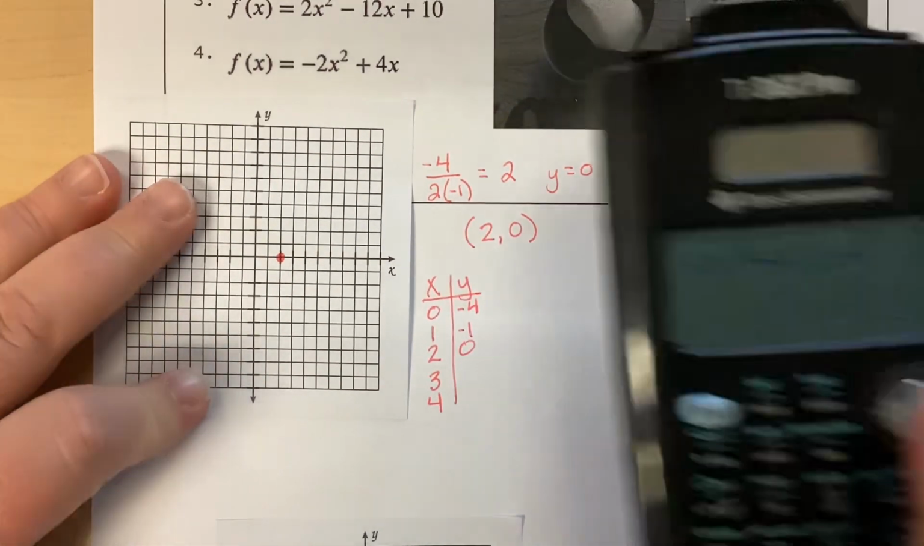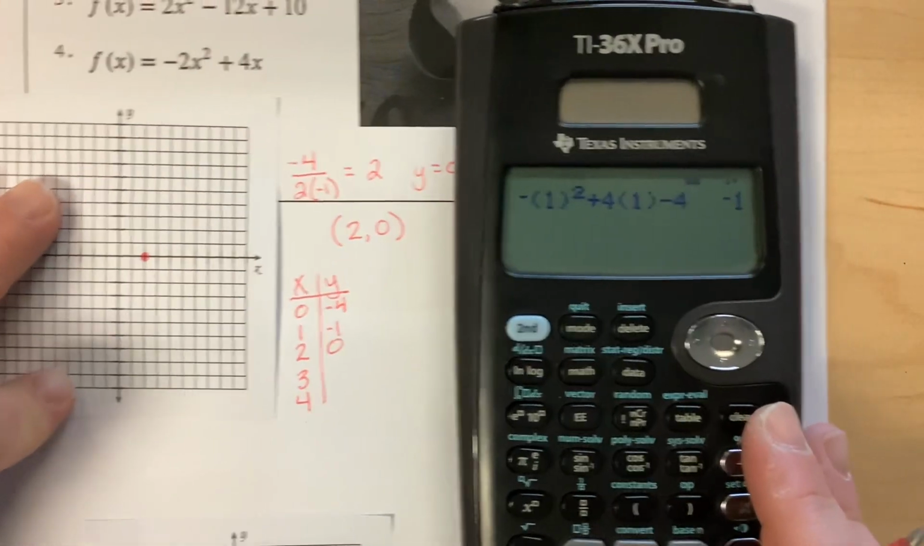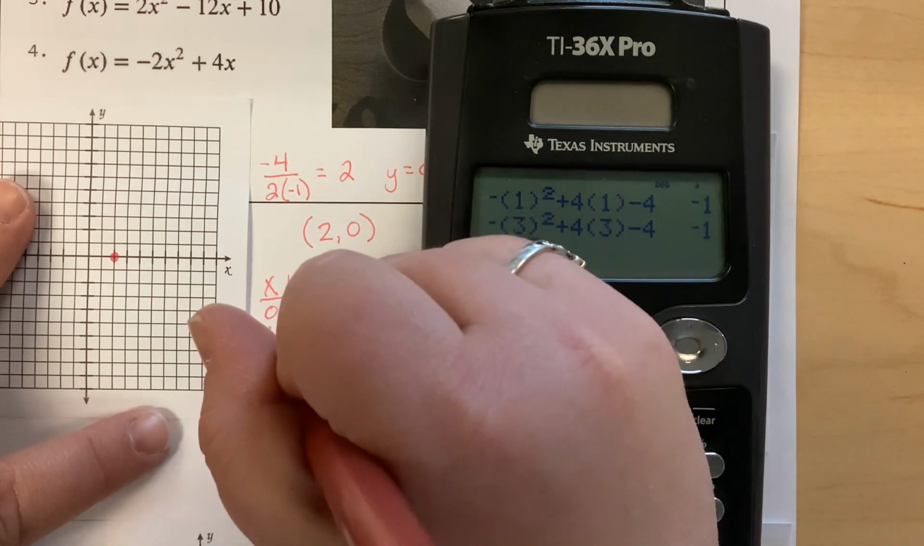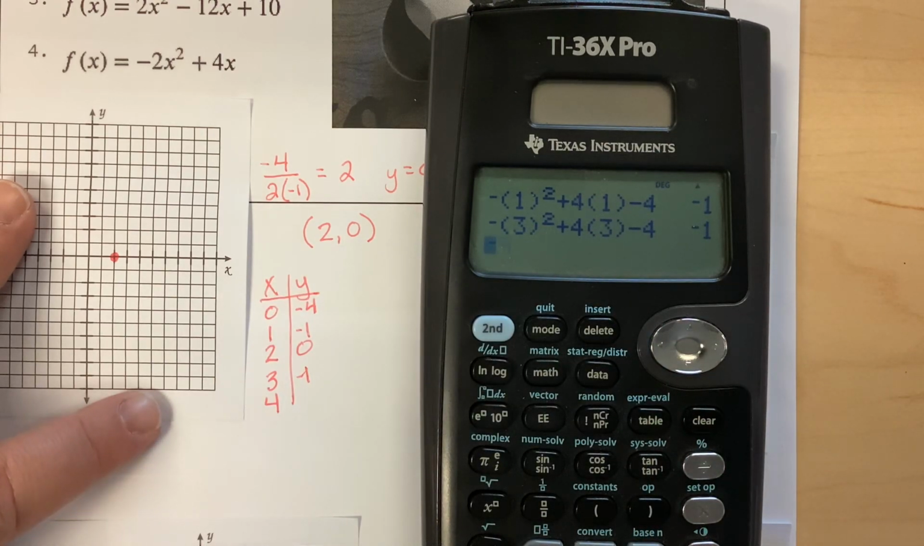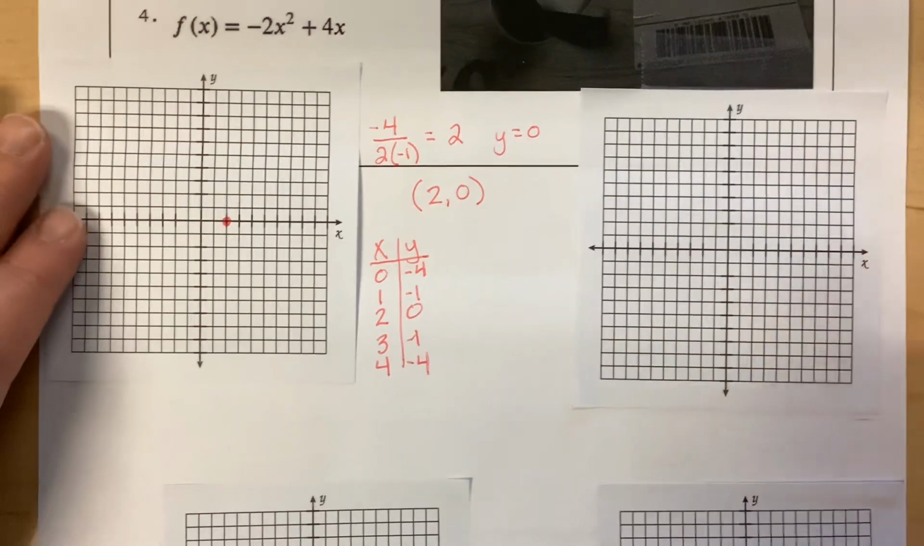And it should create a pattern here. So if I plug 3 in, I should get negative 1 once again. So let's see, negative 3 squared plus 4 times 3 minus 4 is negative 1. Same thing if I do 4 squared plus 3 times 4, nope, 4 times 4 minus 4 is negative 4. That's how you know you've done it right.